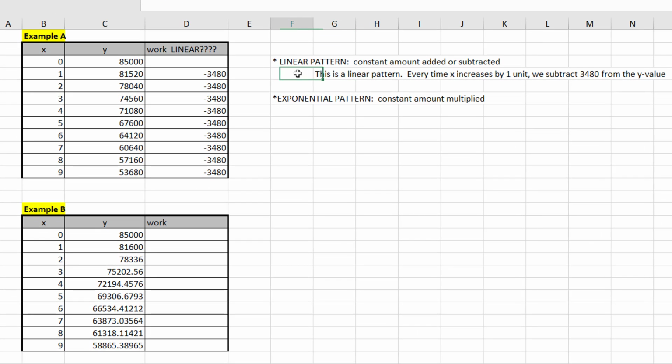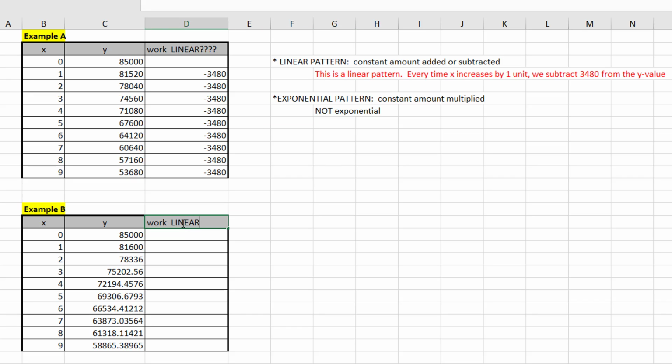That's the pattern that exists in example A. It is not exponential. A pattern cannot be both exponential and linear. It could be linear, or it could be exponential, or actually it could be neither. There's lots of other patterns out there, but it can't be both. So if you find that it's linear, you're done. It's linear. Every time x goes up by 1, we'll subtract 3480 from the y value. Linear. All right, let's try it again.